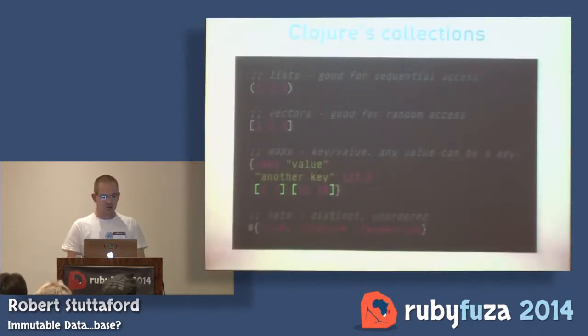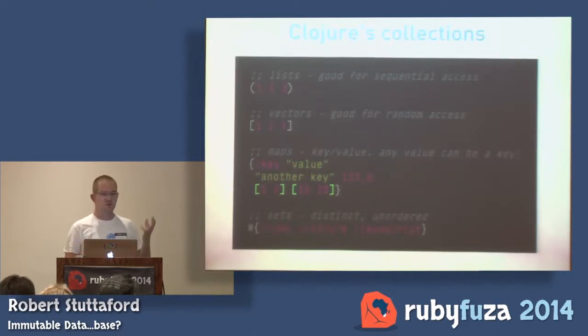Okay, so Clojure's collections. There's only really 4 base collections. There's lists, which are good for sequential access, working through a long list one by one. Vectors, which are like lists, except that they're performant for random access, so you can look in the middle, you can take subsets from the middle, and that kind of thing.